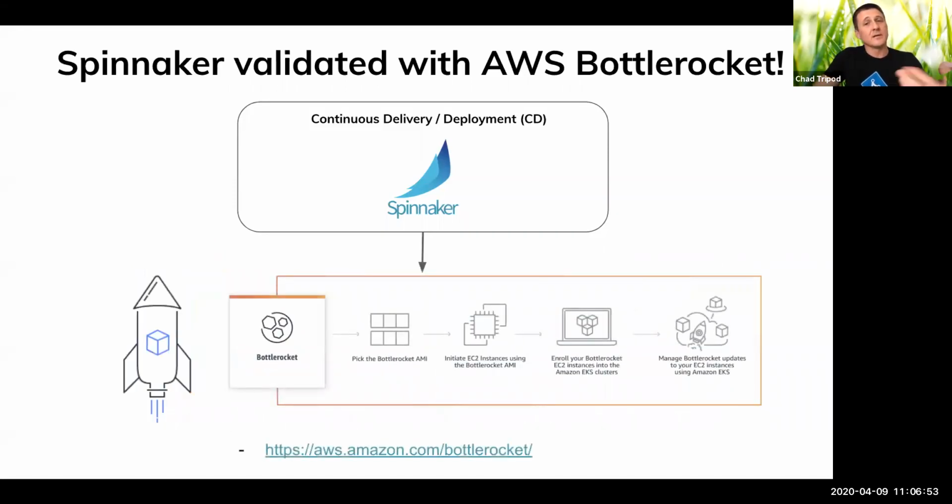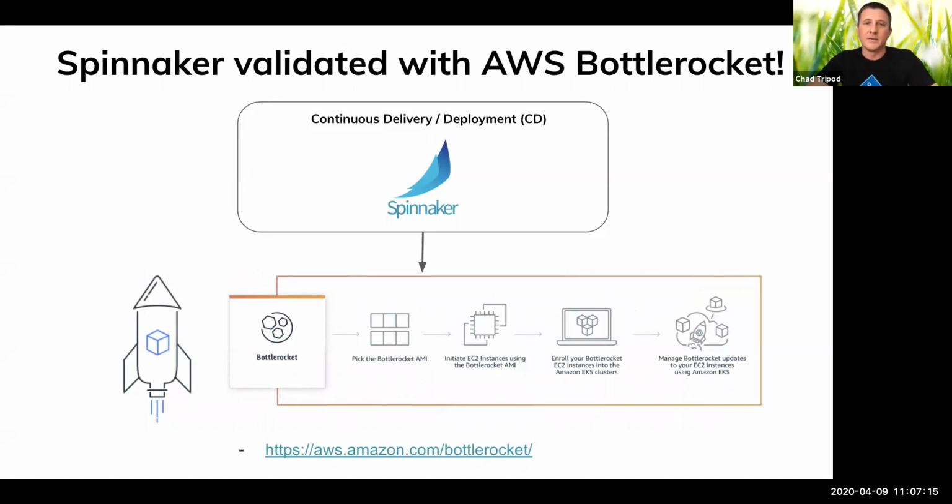Now, one of the newest things that was announced was a new AWS platform, which they're building out from their knowledge of everything with ECS and Fargate and EKS and how to leverage the AWS cloud in the best manner. They came out with a new service called Bottlerocket. What's great about that is Spinnaker has been validated against Bottlerocket as well.